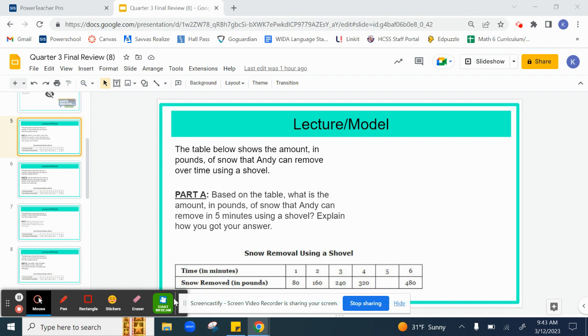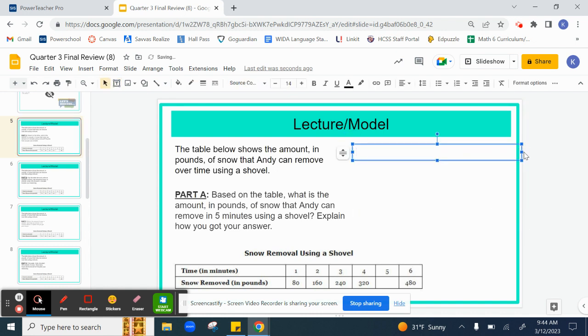The table below shows the amount in pounds of snow that Andy can remove over a time using a shovel. Based on the table, what is the amount of snow in pounds that Andy can remove in 5 minutes? Explain how you got your answer. That means we need to write a race statement because we need to explain. That means we need a minimum of 3 sentences. All right, so first what I'm going to do is I'm going to build my sentence frames. First, we're going to restate the question.